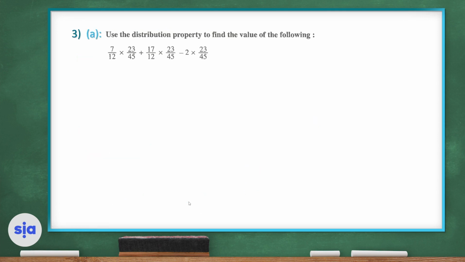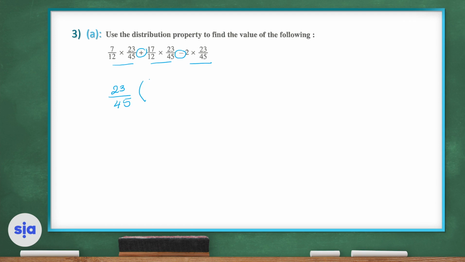Let's now go to question 3a. Use the distribution property to find the value of the following. As you can see here, this plus sign and this minus sign, it divides this for me. So for these three parts, where is the rational number that is there in common? Excellent, it's the 23 over the 45.